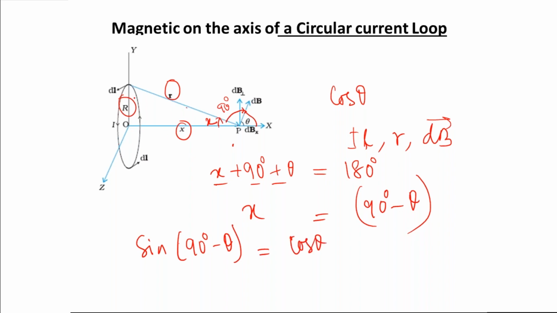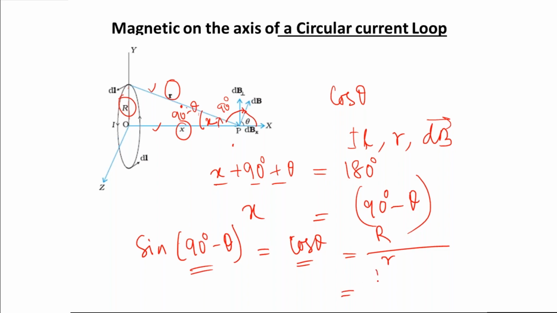So from this geometry, I'll treat this as the radius, this as perpendicular, this as hypotenuse, and this as base. So I can write cos theta: for this, this angle is 90 minus theta. So I can write sine of 90 minus theta, which is cos theta, equal to R by small r.